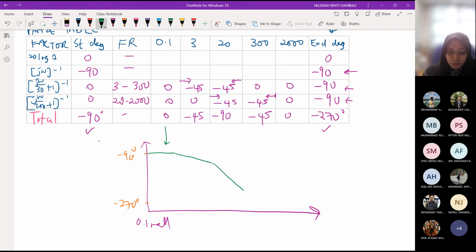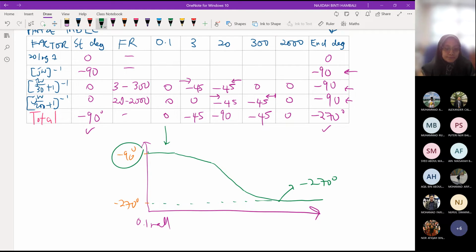Okay, so from 300 to 2000, dia akan negative 45 balik. Ini saya sketch, next class kita akan belajar plot accurately. At 2000, dia dah start 0 degree per decade. Kat sini dia akan berakhir pada negative 270. This one, negative 90 degree dia akan start. Ni saya sketch saja. Ni pada 3. This one pada 20 radian per second. This one pada 300. This one pada 2000. Clear?